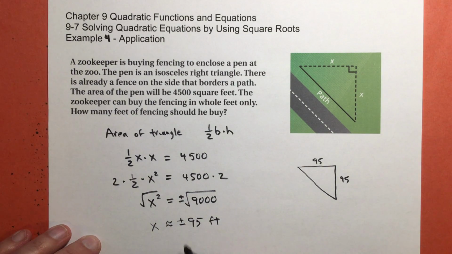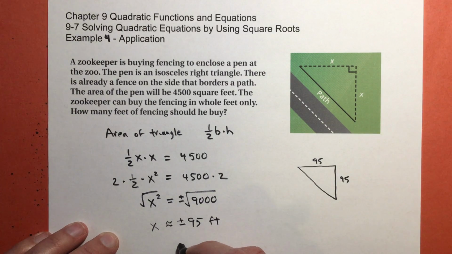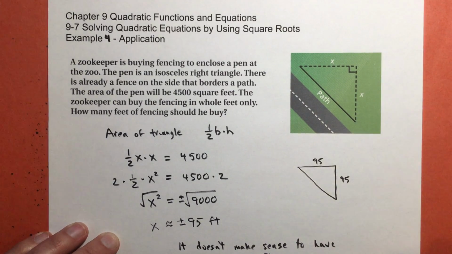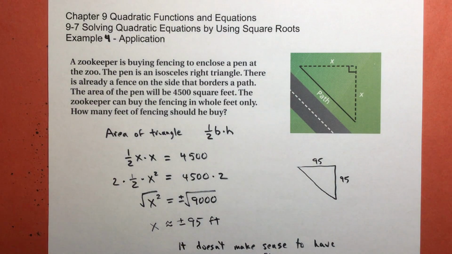What about negative? Well, it doesn't make sense to have negative 95 feet of fencing. I mean, what does that mean? Like you owe the store 95? I can't even wrap my head around it. Okay, so I only choose the positive after I get that from algebra.